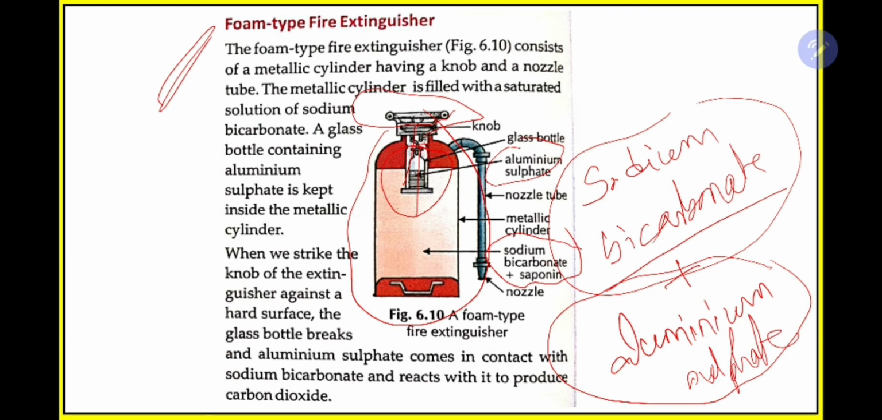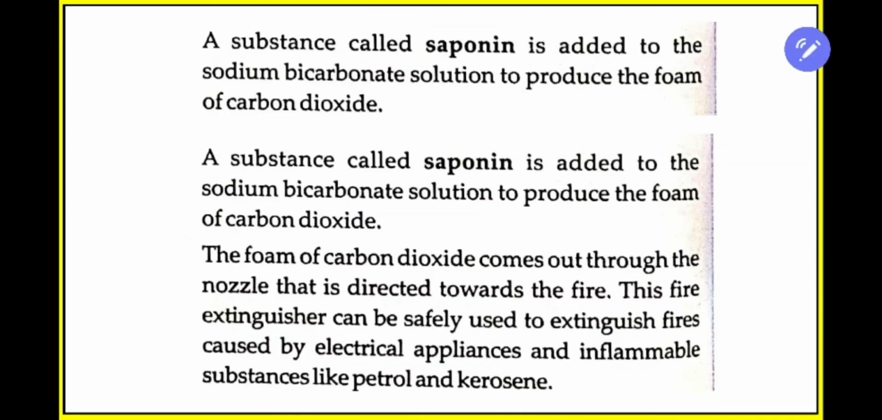These two will react with each other, and they will produce carbon dioxide. And now we know from the last case, carbon dioxide is a good fire extinguisher. It can be used against electric short circuits or petrol diesel fires. So this is the way in which a foam type fire extinguisher works.